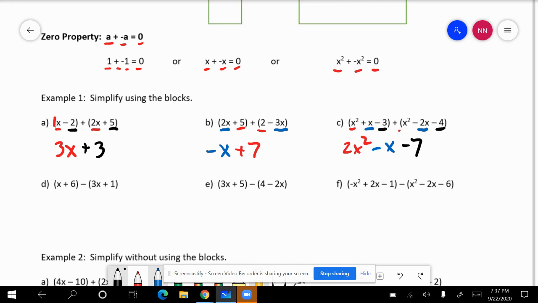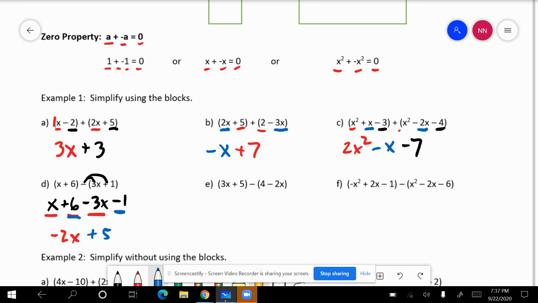Now subtracting. When we have subtracting, what we want to do is distribute the negative to each of the terms. So we have x plus 6 minus 3x minus 1. So we're going to add the like terms. X and negative 3x is negative 2x. Then we're going to add the 6 and the negative 1, and that gives us positive 5.